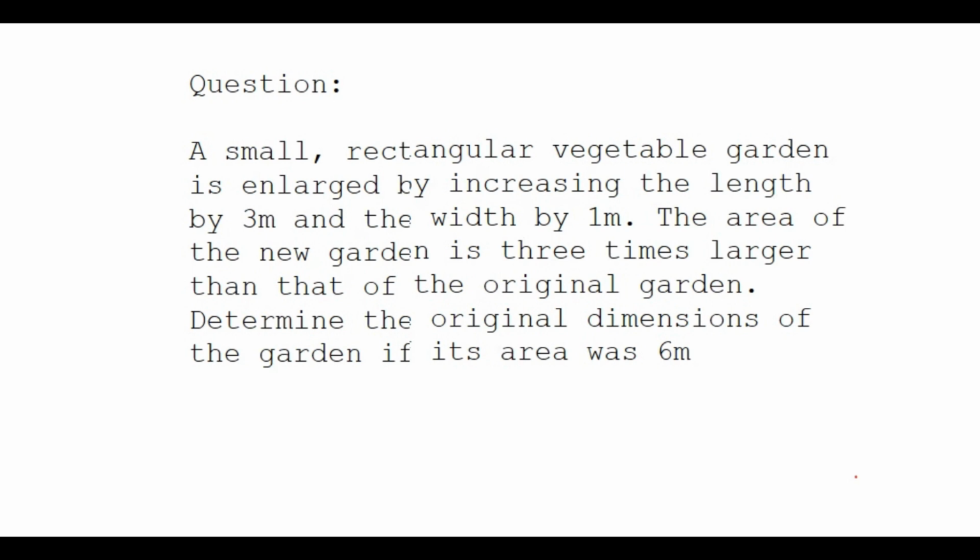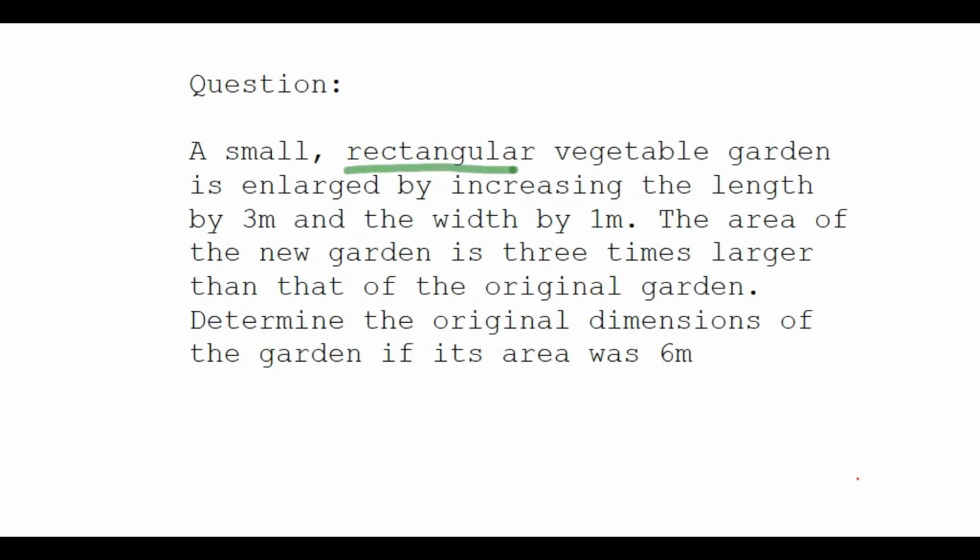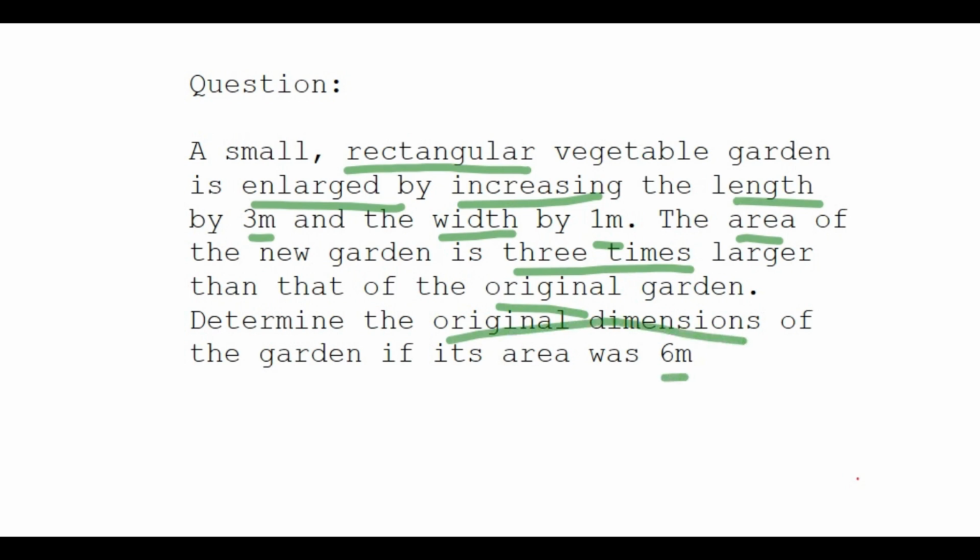So they start off by saying a small rectangular vegetable garden is enlarged by increasing the length by 3 meters and the width by 1 meter. The area of the new garden is 3 times larger than that of the original garden. Determine the original dimensions of the garden if its area was 6 meters squared.